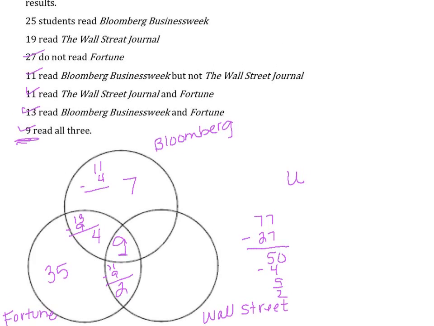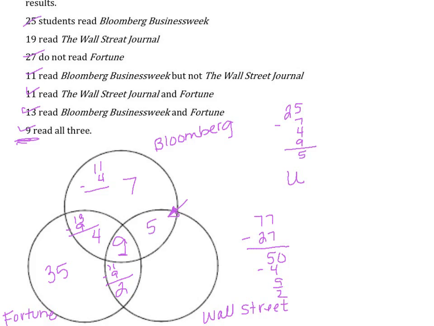So that one's done. We have 19 that read the Wall Street Journal, and 25 students who read the Bloomberg Business Week. Before we can finish the Wall Street Journal, we'll need the 25 students that read the Business Week so that we can finish filling in this box here. So we'll take 25 minus 7 minus 4 and minus 9 and get a total of 5 students so that we can fill in that box.